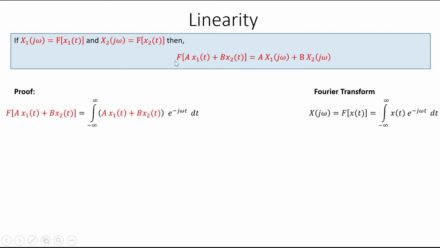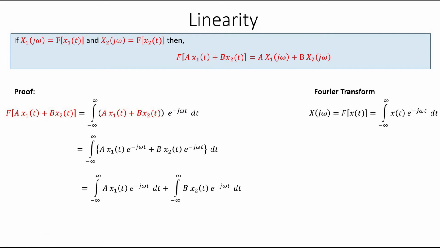So the Fourier transform of this function will be equal to, instead of x of t, we write this function here, a x1 of t plus b x2 of t. Then we multiply both terms by e raised to minus j omega t. So it becomes the integral of a into x1 of t into e raised to minus j omega t plus b into x2 of t into e raised to minus j omega t dt. Then we can split the integral: integral of a x1 of t e raised to minus j omega t dt plus integral of b x2 of t e raised to minus j omega t dt.